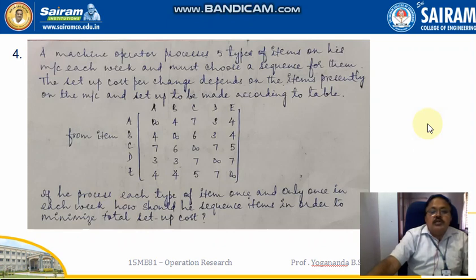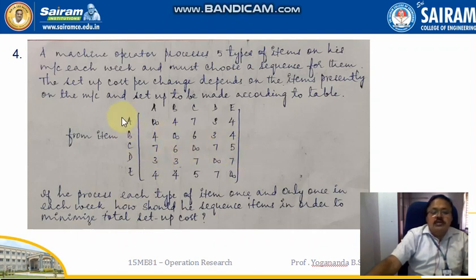Afternoon, friends. So we are having a problem on a machine operator who is processing five types of items on his machine each week and must choose a sequence for them. So here the setup cost per change is depending on the items presently on the machine and setup to be made according to the table.